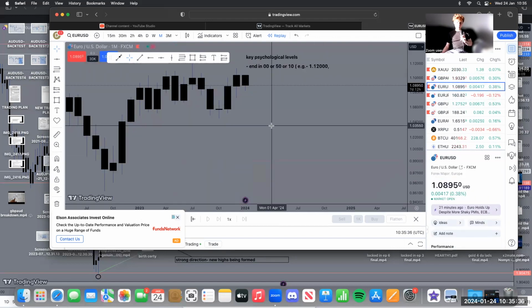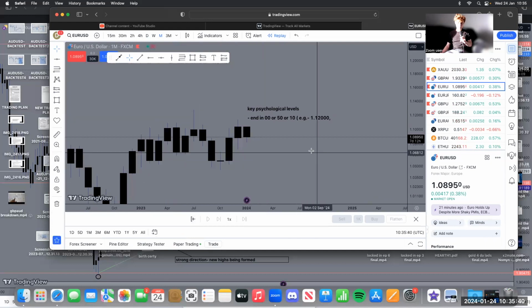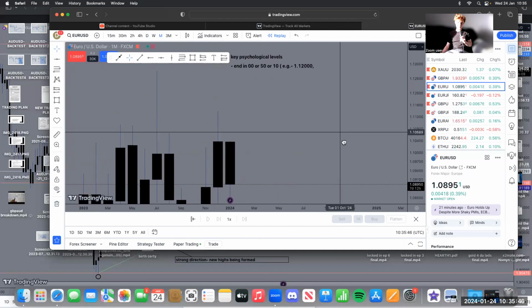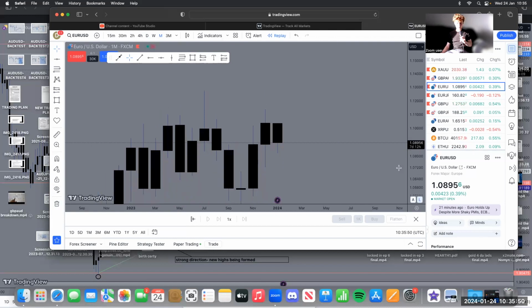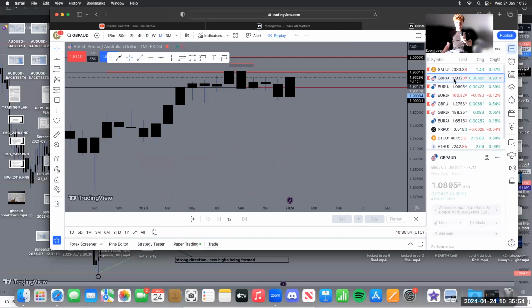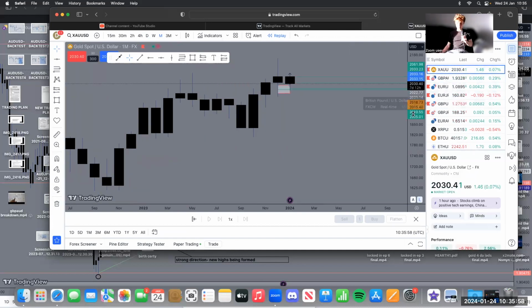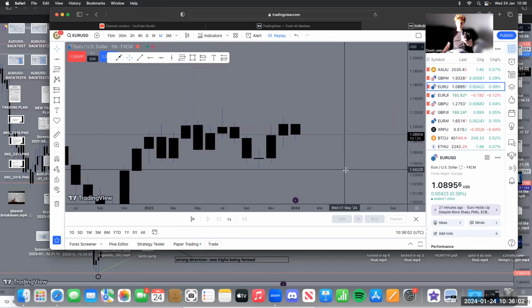So let's do another pair. Euro USD right here. And we got, let's delete this. So with Euro, what was that? Gold. Can't touch that for the moment. So let's plot another one right here.